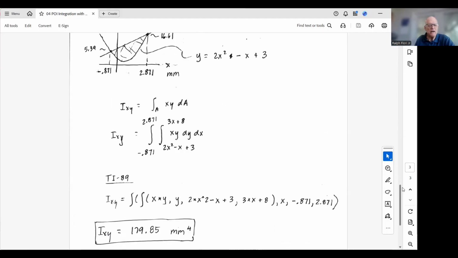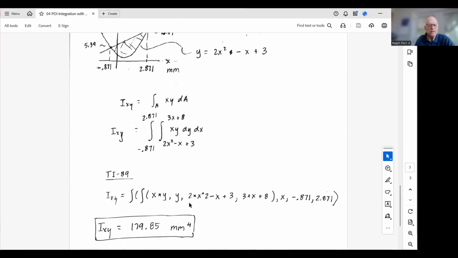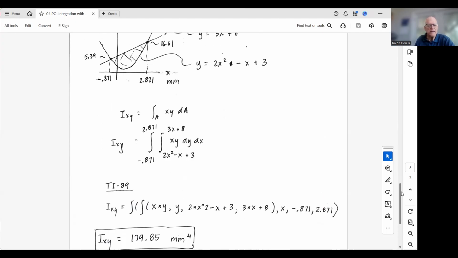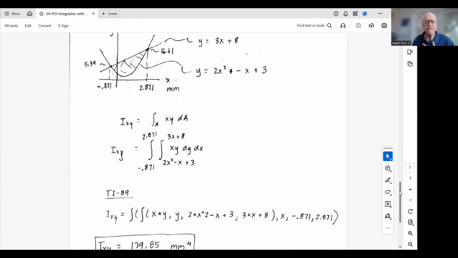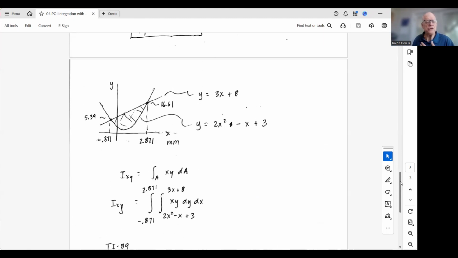And I can plug that into my calculator, double integral. xy is the integrand, y from this function to this function, close the parenthesis, x from negative 0.871 to 2.871, and I get Ixy is 179.9 millimeters to the fourth. So again, just learn to use your calculator. It's a valuable tool. Choose a dA, work with it. And these are all just examples of integrating for product of inertia.